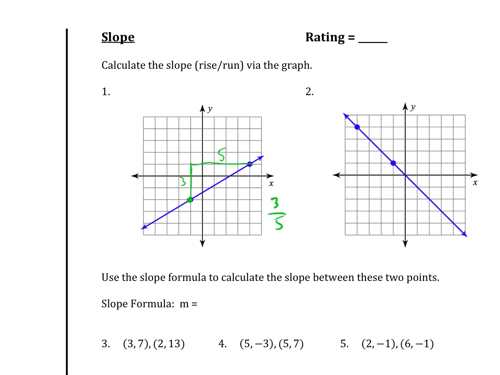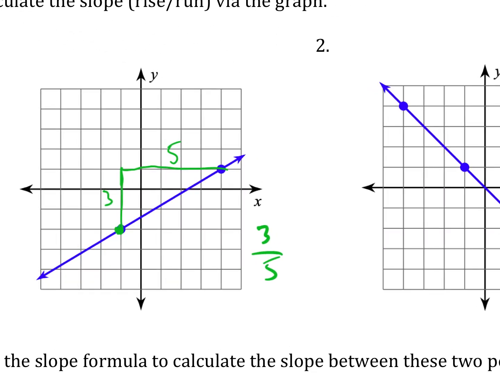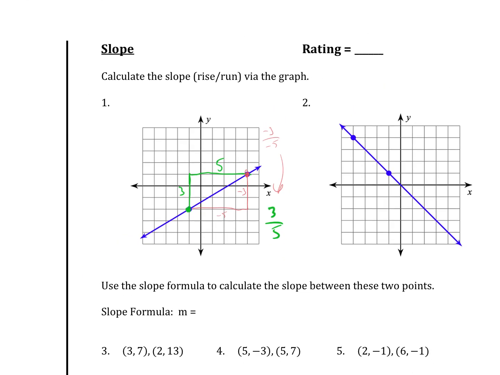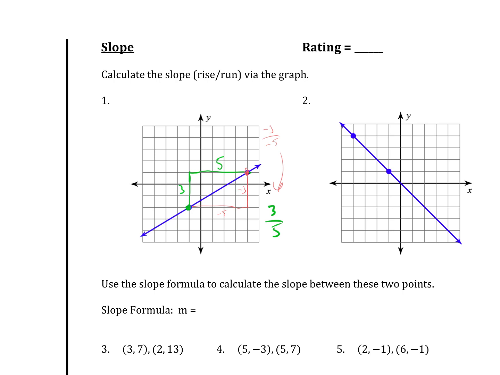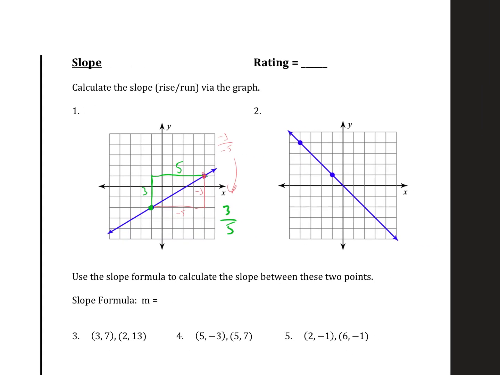Okay. You can also, if you wanted to, start at the right-hand point. You just got to be careful what you do here, okay? So we start here, and we go to the other point. We're going to go down 3, so that'd be negative 3. When we go left 5, that's going to be negative 5. So it's going to be negative 3 over negative 5, which still is positive 3 over positive 5, which I think is a little bit better to go left to right. It makes things easier, okay? Now that we went through, I want you to try number 2, see how you do.